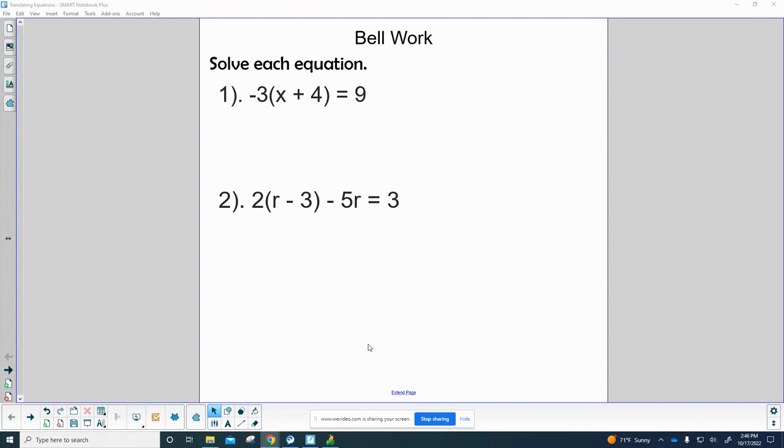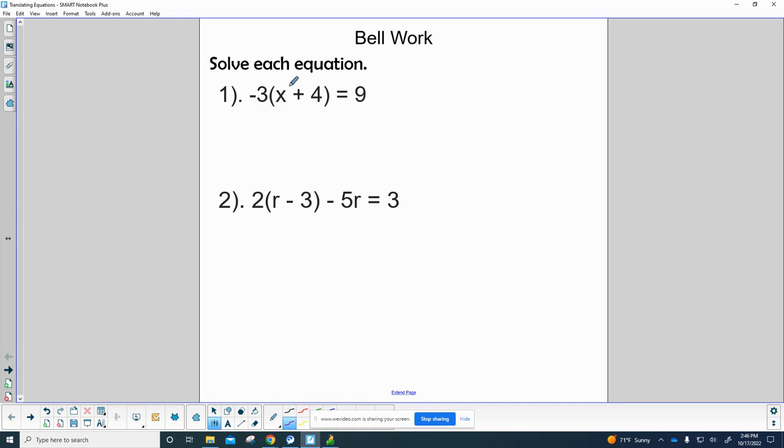Hello, this is Mr. Burgess, and today we're going to be talking about translating equations from word problems into written problems that we can solve. Now, let's just remember a couple of problems we solved in a recent homework, a couple of problems about how to solve a multi-step equation.